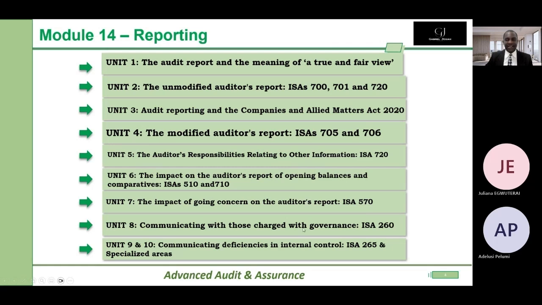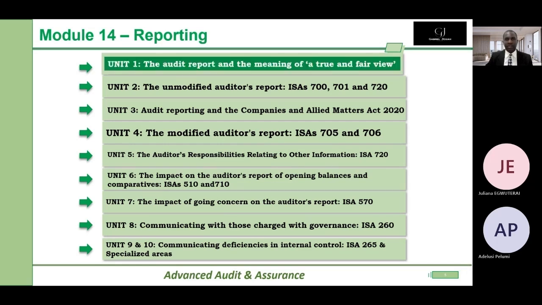So we have unit 9 and 10, which is communicating deficiencies in internal control, ISA 265, and unit 10, specialized areas. So let's see where we can cover quickly. Then we close for the evening. We're already fast going to 10 p.m.